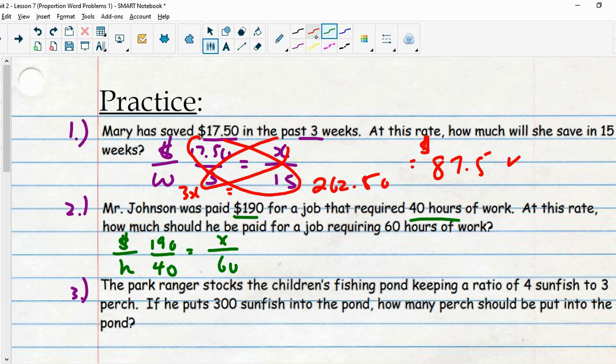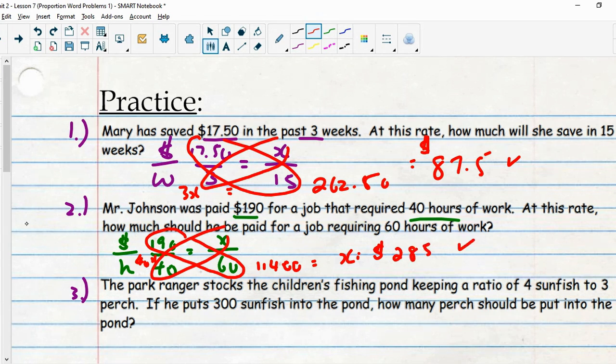Okay, doesn't matter. So we're going to do the math here. 190 times 60, what's that? 11,400. And then 40 times what gives me 11,400? So I'm going to divide. What am I dividing by? 40. Seriously? 285? Oh, yeah, 285.